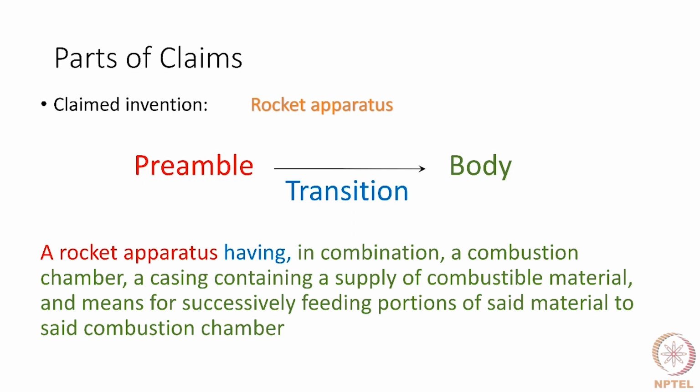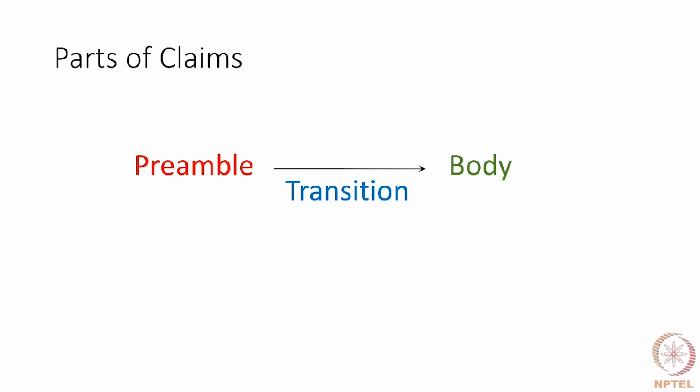The preamble introduces you to the field of invention, the rocket apparatus. It could be any rocket apparatus, but what is being claimed here is where there is a combination of a combustion chamber, a casing containing fuel, and a means of successively feeding portions of the said material into the combustion chamber. Let's look at one more example.